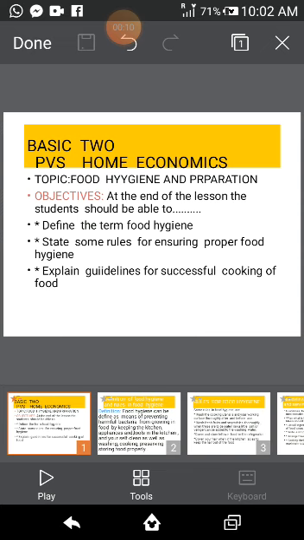Our objective for the lesson is that at the end of the lesson, I expect every one of you to be able to: one, define and explain to me the term food hygiene; two, state some rules for ensuring proper food hygiene; three, explain guidelines for successful cooking of food at home.